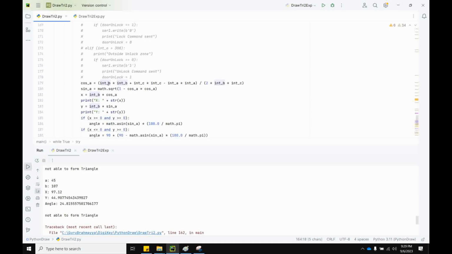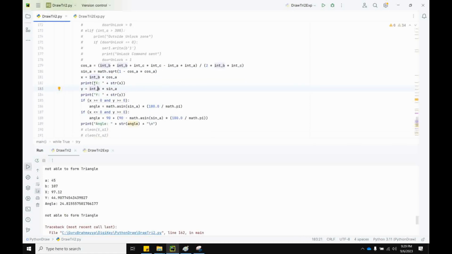Okay, so once I get int A and int B, and int C is already known, it's 100 centimeters. Then to get the cos angle, the triangulation formula is b square plus c square minus a square divided by 2bc, and this gives the cos angle. Once I have the cos angle, I can get the sine angle by using the square root of 1 minus cos square. And now, with the cos angle and sine angle, the x coordinate of the tag can be int b into cos angle, and the y coordinate will be int b into sine. So now I have an angle, and x and y coordinates.